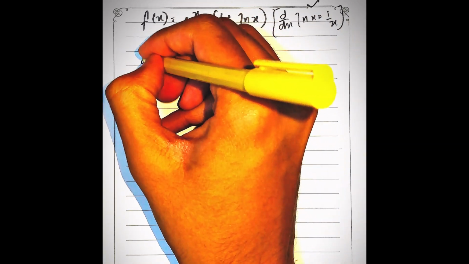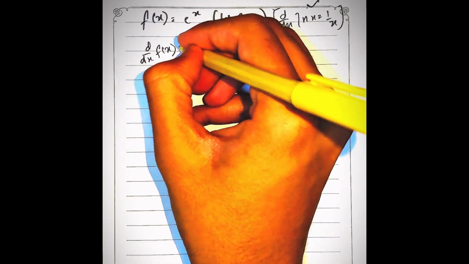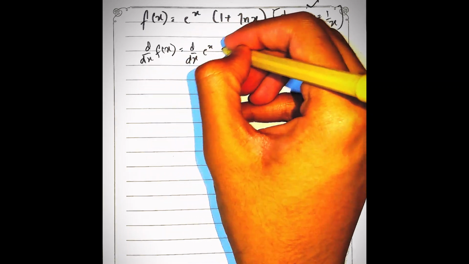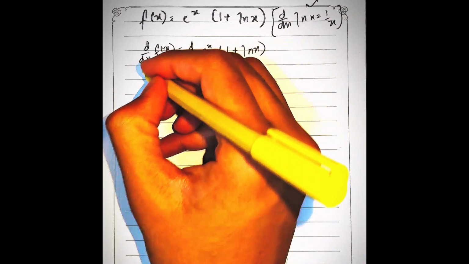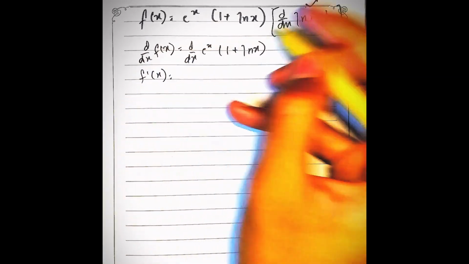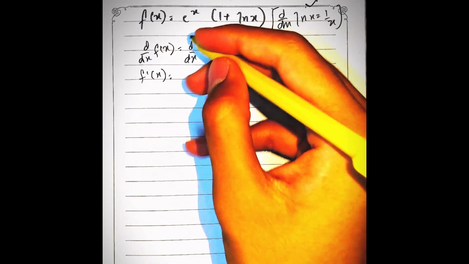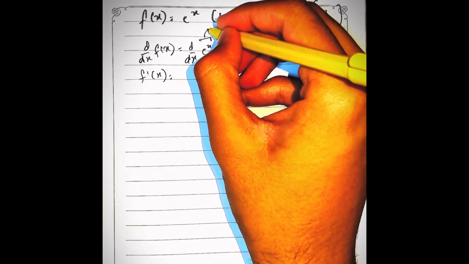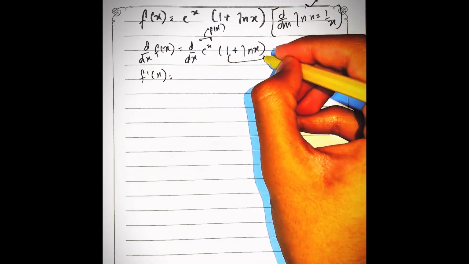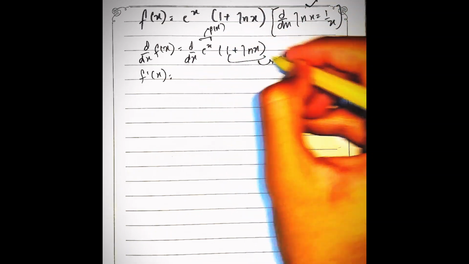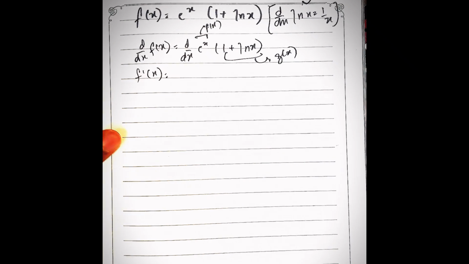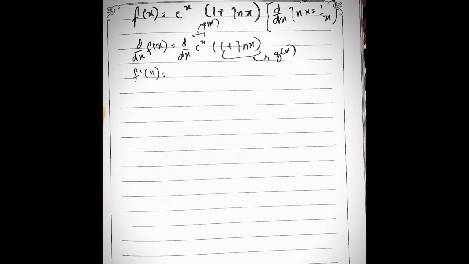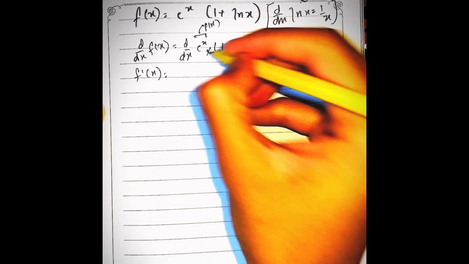So let's apply the differentials on both sides of the equation. f(x) is equal to d/dx of e^x (1 + log x). Now I want you to concentrate on this for a while. This would be f'(x), which means the first derivative of the function. This thing right over here is my first function, and this thing is my second function. So this expression actually consists of two functions, and those two functions are being multiplied.